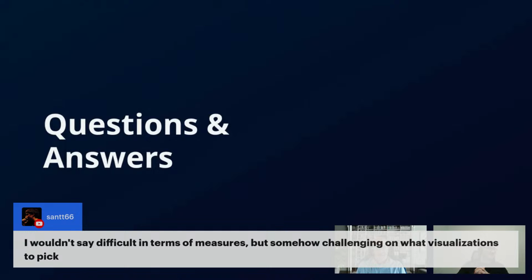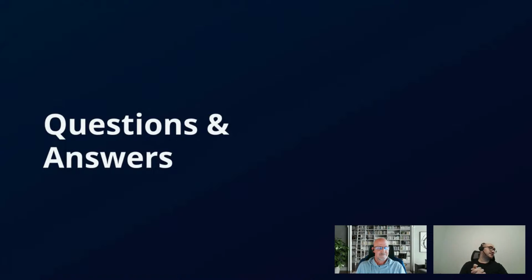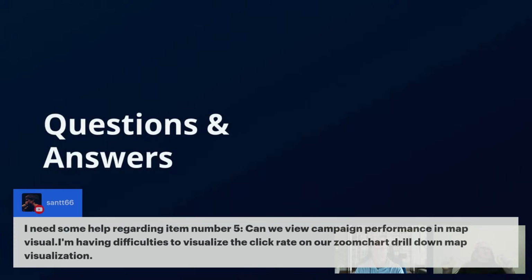I wouldn't say difficult in terms of measures, but somehow challenging on what visualizations to pick. Yeah, this is one of the reasons why, like I said, first of all, I just laid out the measurements to figure out what exactly I can compare, and then based on that, I try to figure out, okay, I can compare these values. What type of visual is the best for that? Is it going to be on a time or category base? So different ideas.